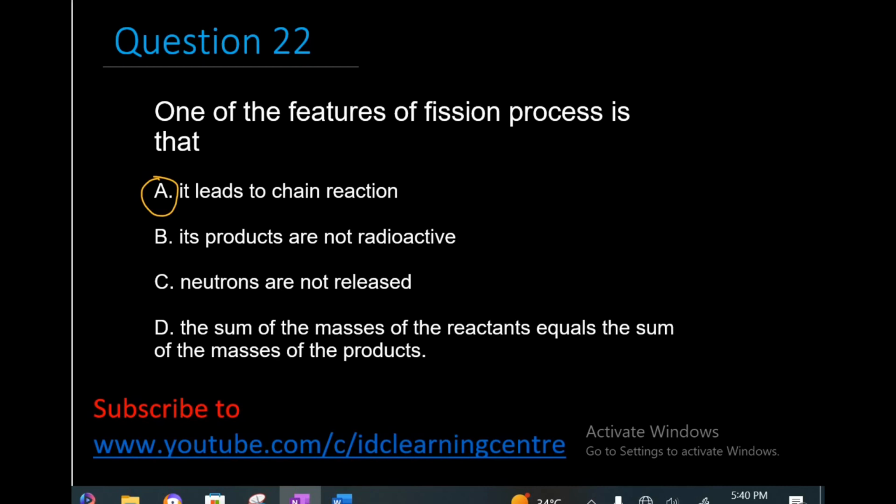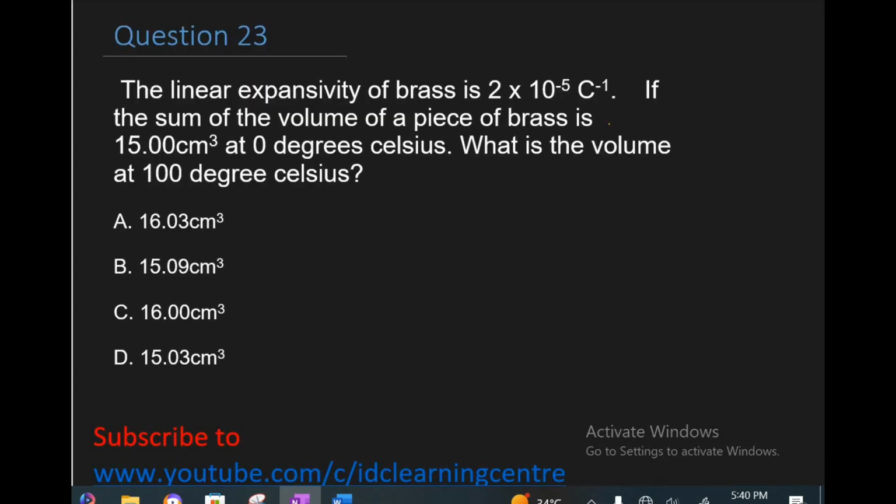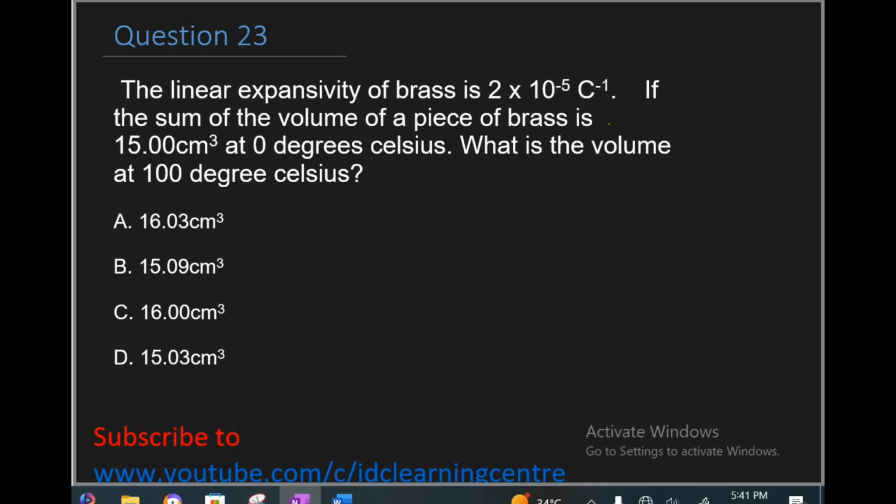Next question, 23. It says the linear expansivity of brass is 2 times 10 to the power minus 5 per degree Celsius. If the volume of a piece of brass is 15 cm cubed at 0 degrees Celsius, what is the volume at 100 degrees Celsius? Alright, so let's get our data for this question.